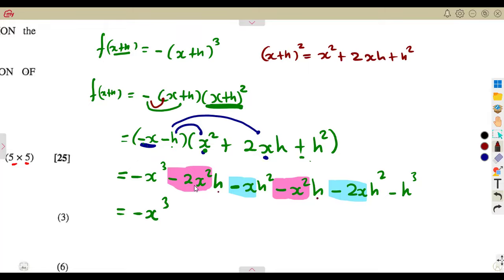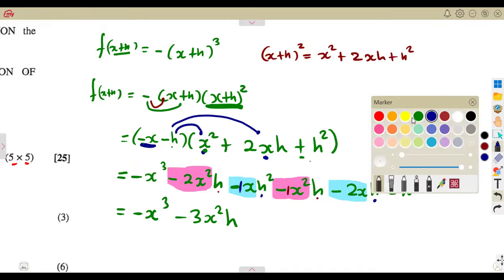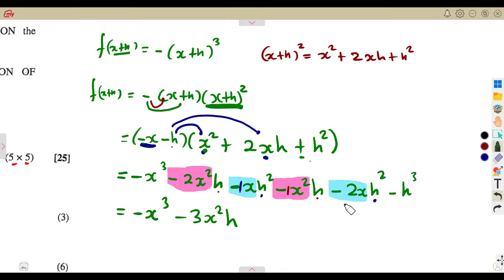Then on the remaining part, we say there's this part of h here. So there is minus 2x squared, and there is minus x squared. So minus 2, minus 1, that's minus 3. So it is going to be minus 3 x squared h. Okay, we move on to this part of h squared. There's h squared and h squared. So this is negative 1x, this is negative 2x. So negative 1x, negative 2x, that is negative 3x, but there is h squared.